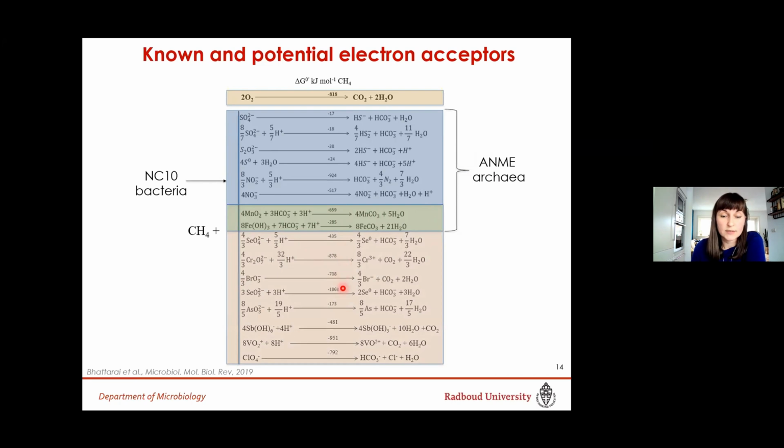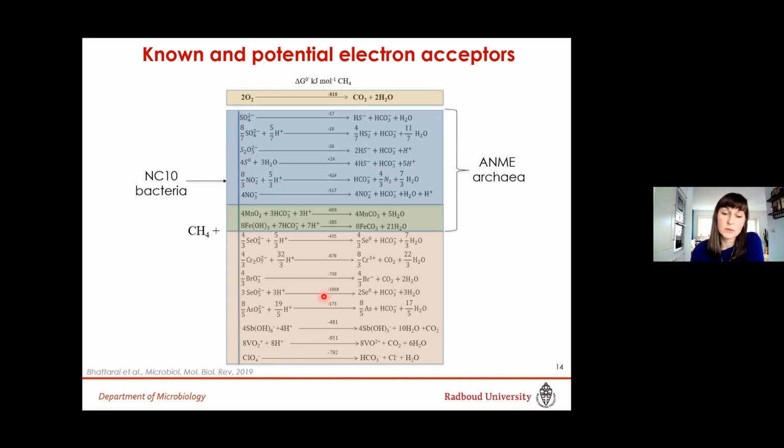They can provide quite a substantial amount of energy, among them selenite, chromate, bromate, selenium-4. You can notice that it provides more than double what oxygen could provide for microorganisms. Arsenate, which is a little bit less attractive electron acceptor, but also antimony, vanadate, and perchlorate. So these electron acceptors have been proposed based on thermodynamics.